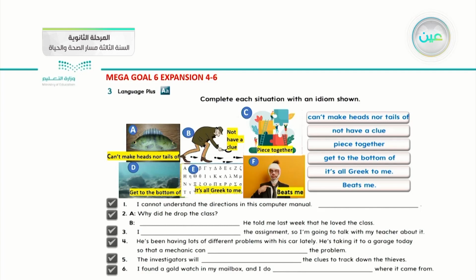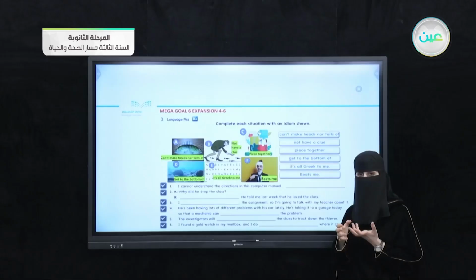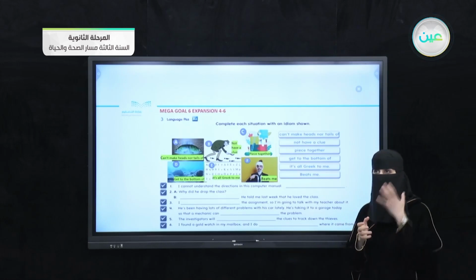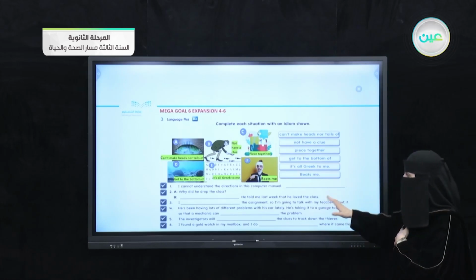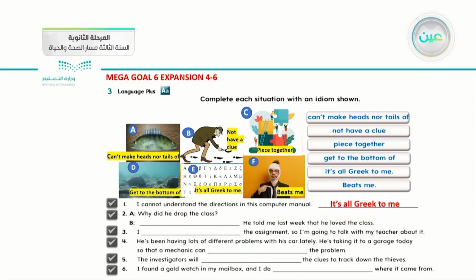At first, we want to read it, and we will analyze that one, and understand the meaning of the sentence before we apply these idioms to it. Number 1, I can't understand the directions in this computer manual, which means that there is something hard and unexpected that makes confusion for you. What do you think it is? We can say it's all Greek to me. That's what comes in the pictures.